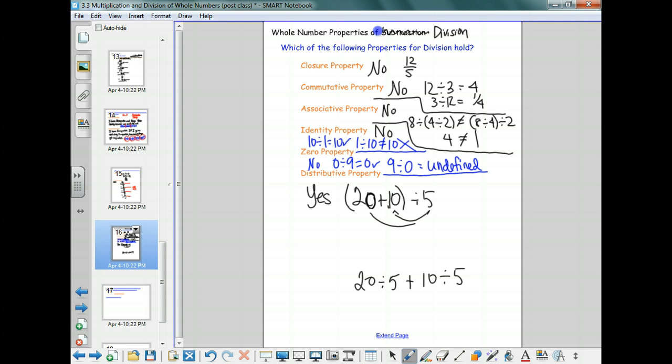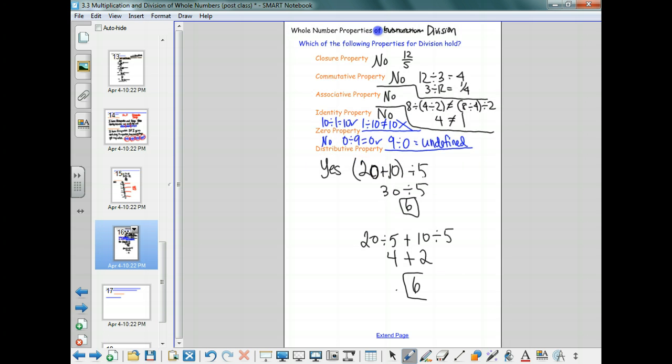All right, so what is 20 plus 10? 30. And 30 divided by 5 is 6. What is 20 divided by 5? And 10 divided by 5? And 4 plus 2 is 6.